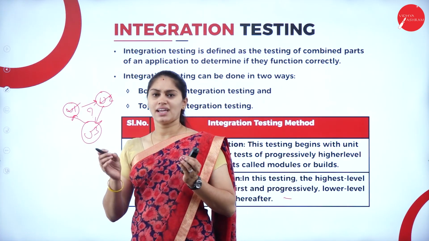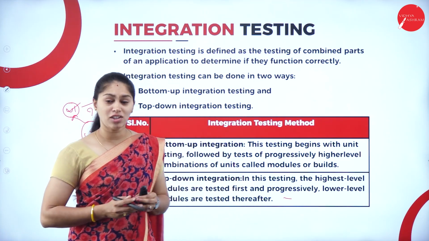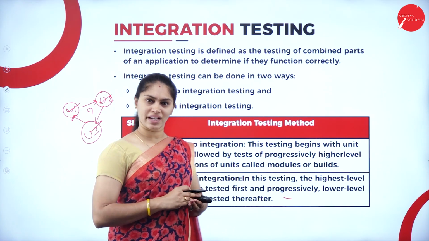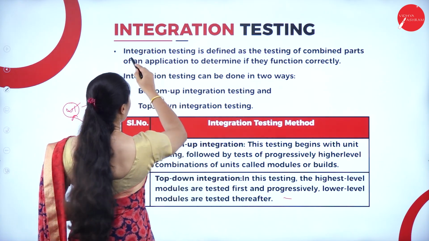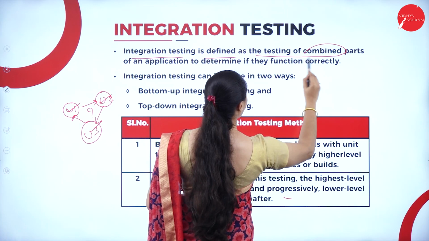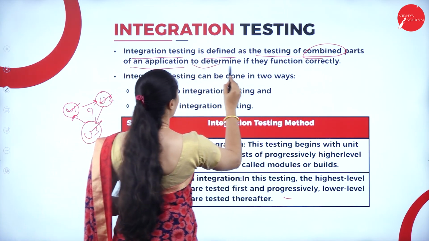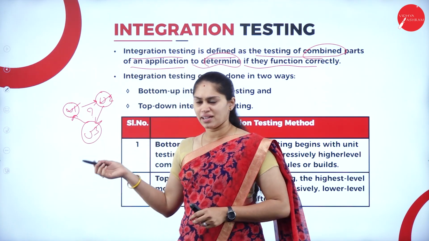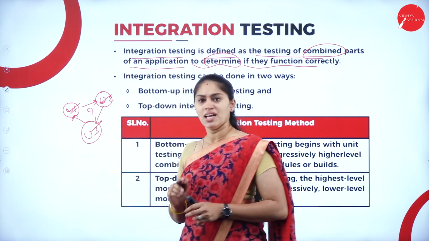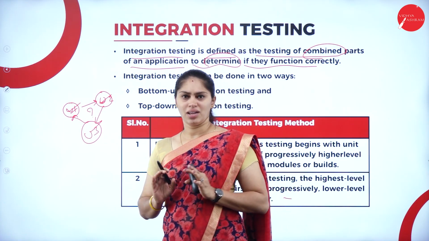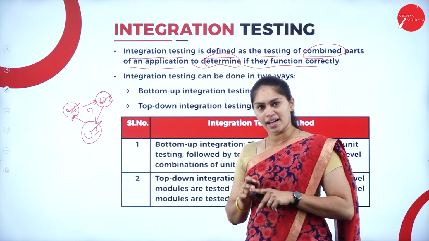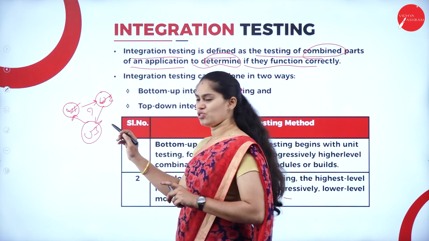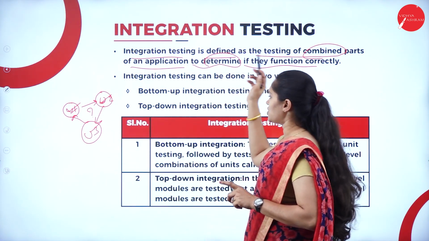So when I am integrating or combining one or more units, we check whether it works according to the functionality and specification. Integration testing is defined as the testing of combined parts of an application to determine if they function correctly. All are working independently here, so unit 1, unit 2 and unit 3 don't have any errors or bugs. But if I integrate and combine them, will they work properly or not? That we have to check in integration testing.